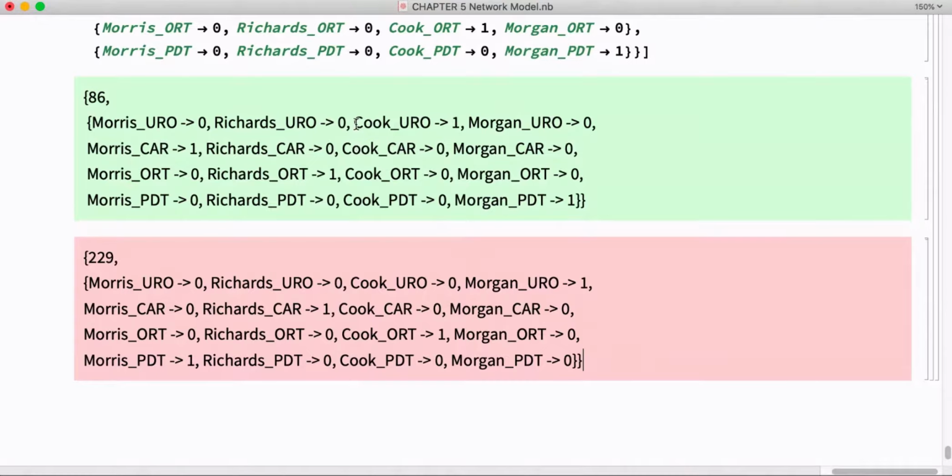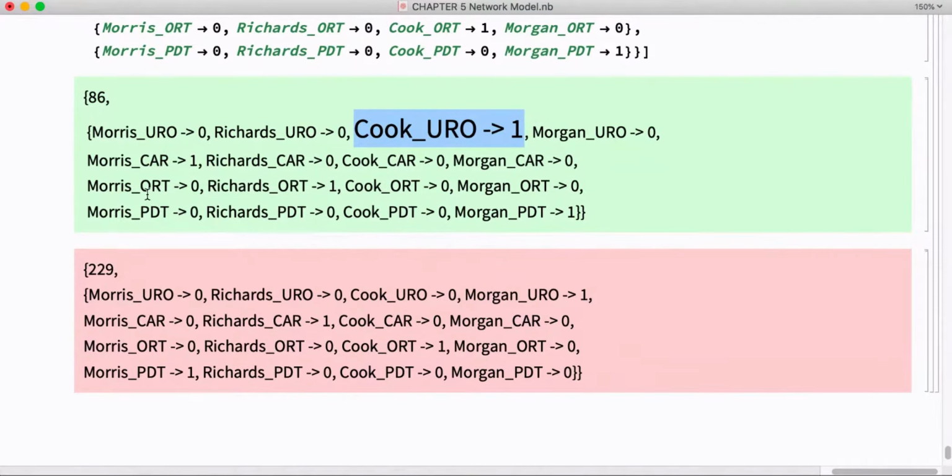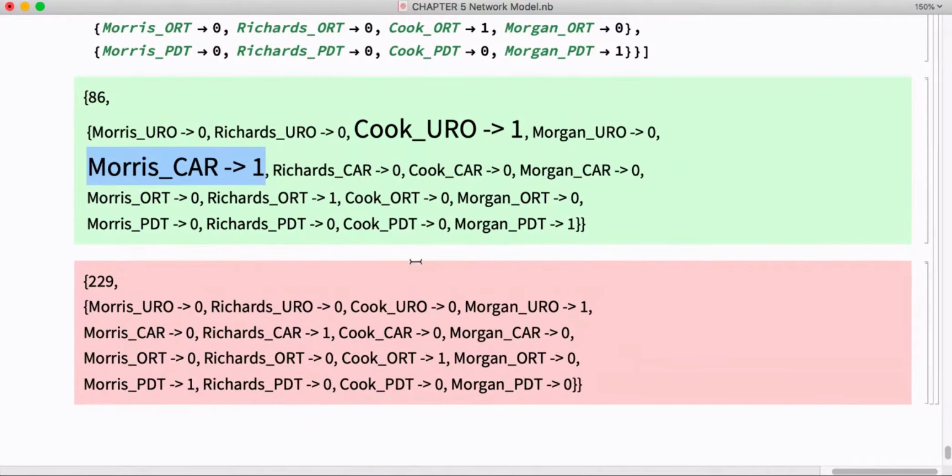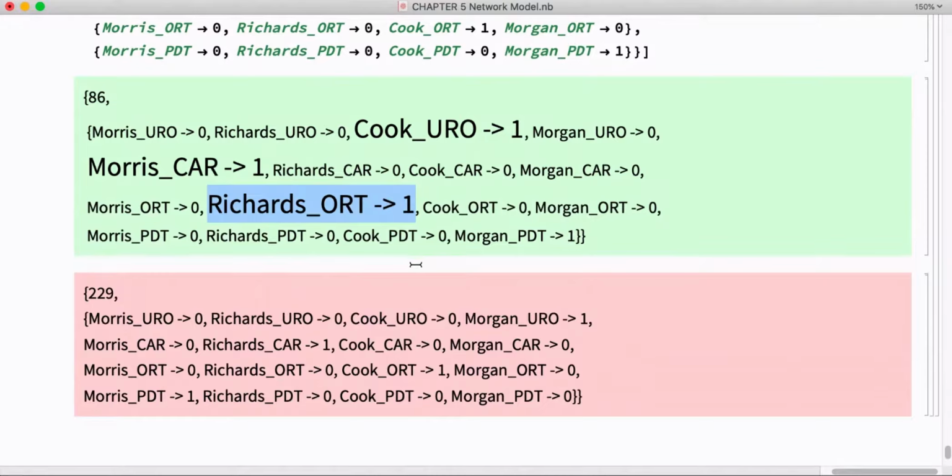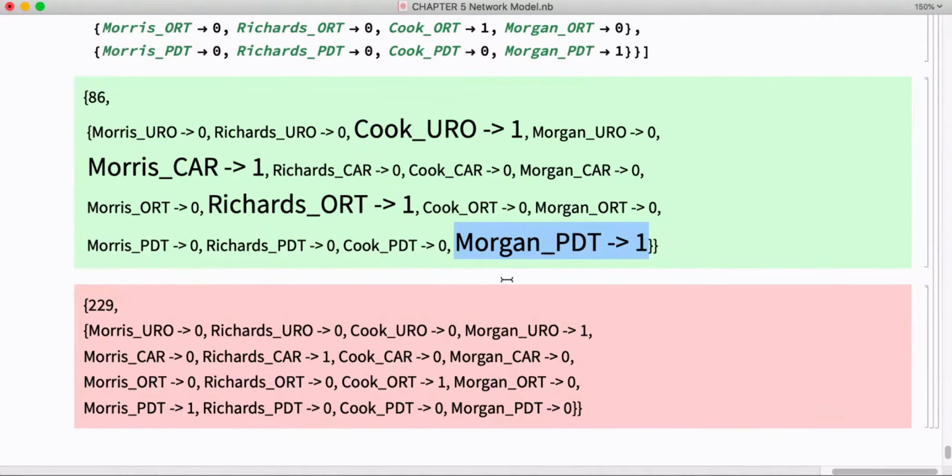What is my solution? Cook is allocated to urology. Morris is allocated to cardiology. Richard is allocated to orthopedics. And Morgan is allocated to pediatrics. Every department gets a nurse.